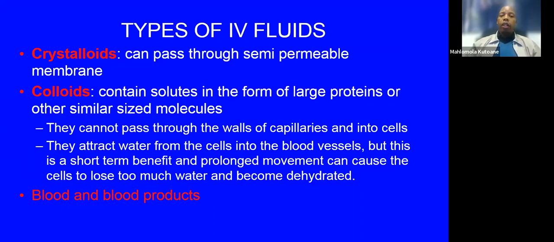The colloids contain solids in the form of large proteins and other similar-sized molecules. They cannot pass through the walls of the capillaries, and they attract water from the cells into the blood vessels. Therefore, they remain in the blood vessels. Blood products come in different forms. It can be either whole blood, concentrated red blood cells, or plasma.